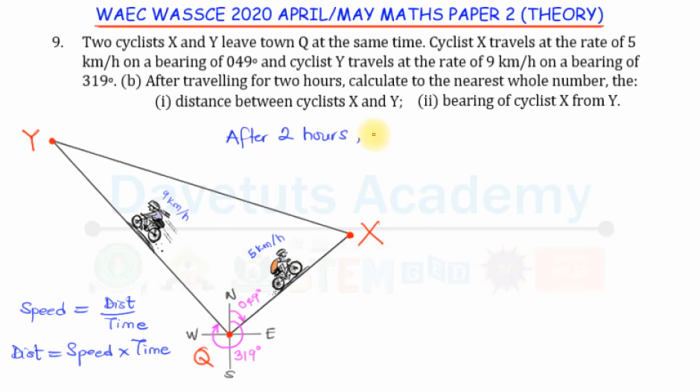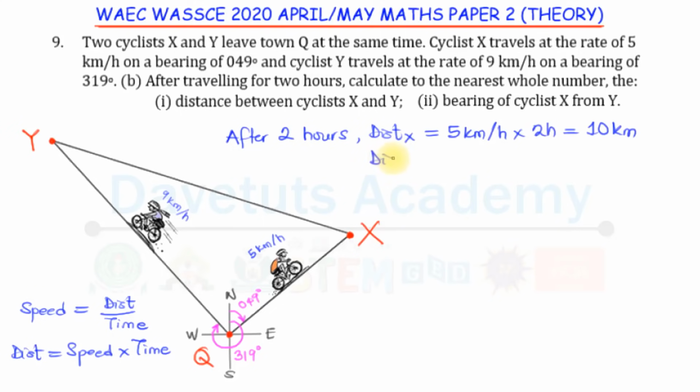So for the cyclist X, after 2 hours, the distance covered by cyclist X will be his speed multiplied by the time, and the speed we are given already as 5 kilometers per hour multiplied by the time, which is 2 hours. Now 5 times 2 is 10, but here we have kilometer per hour multiplied by hour. Now per hour means divided by hour, then multiplied by hour. You can see the hours will cut out and we have only the kilometer left. So that is actually the distance covered by cyclist X.